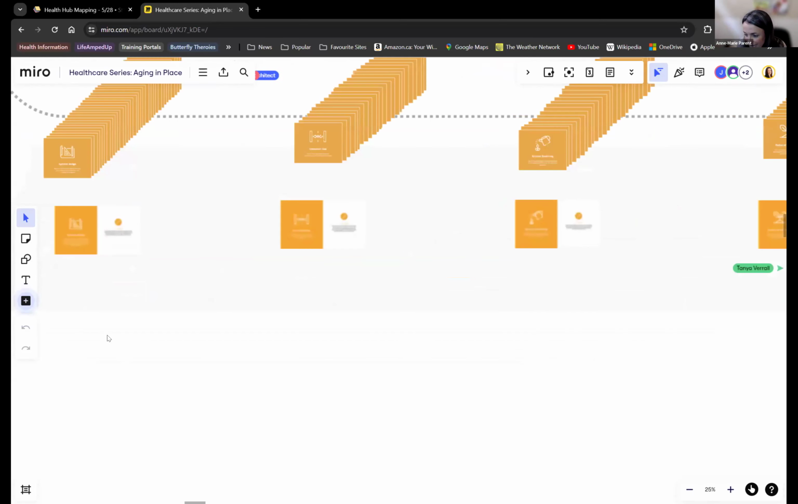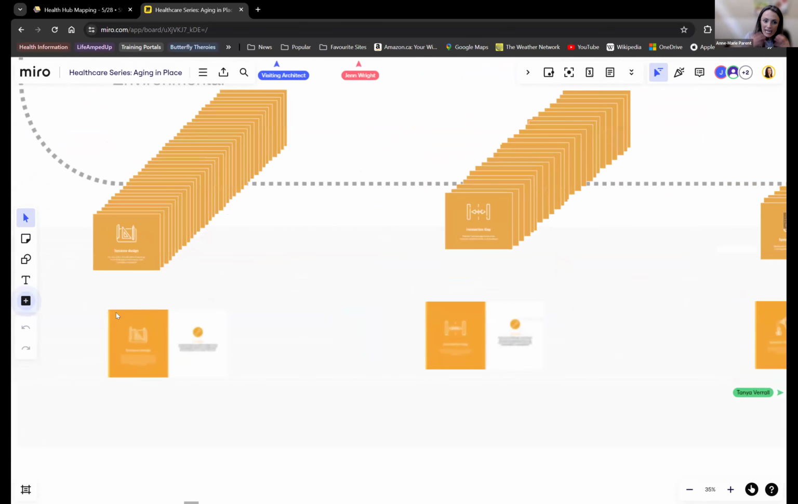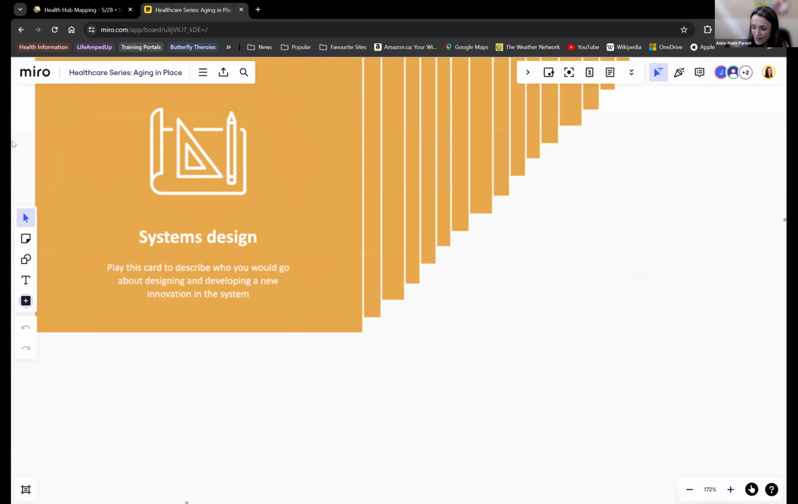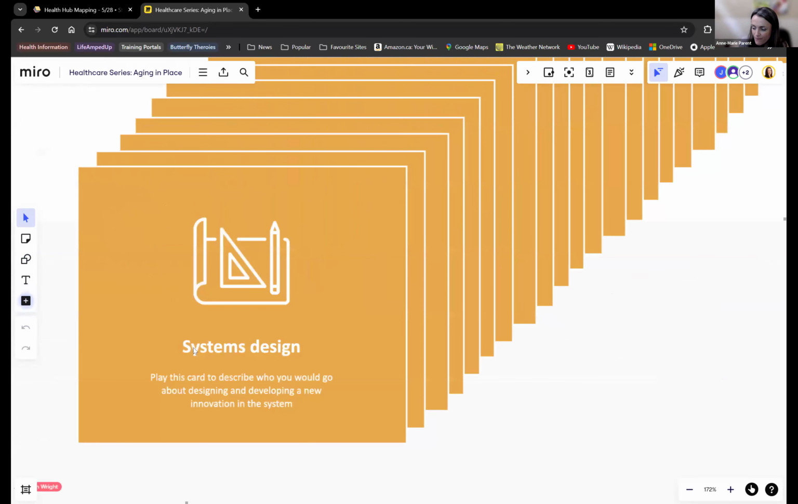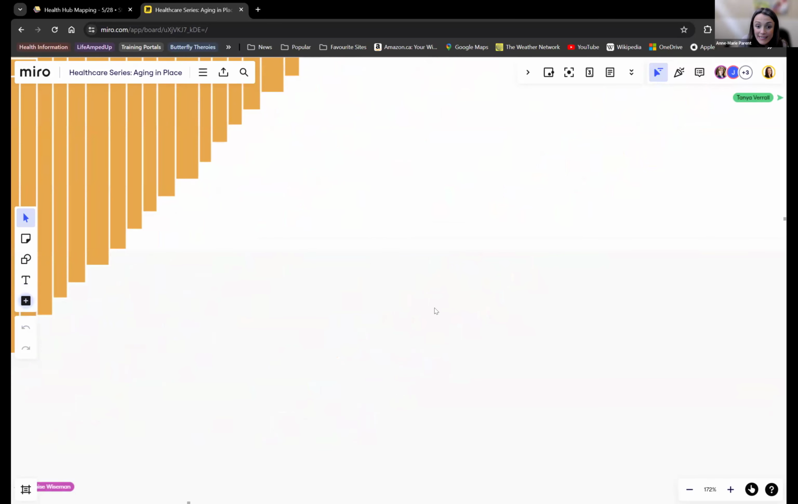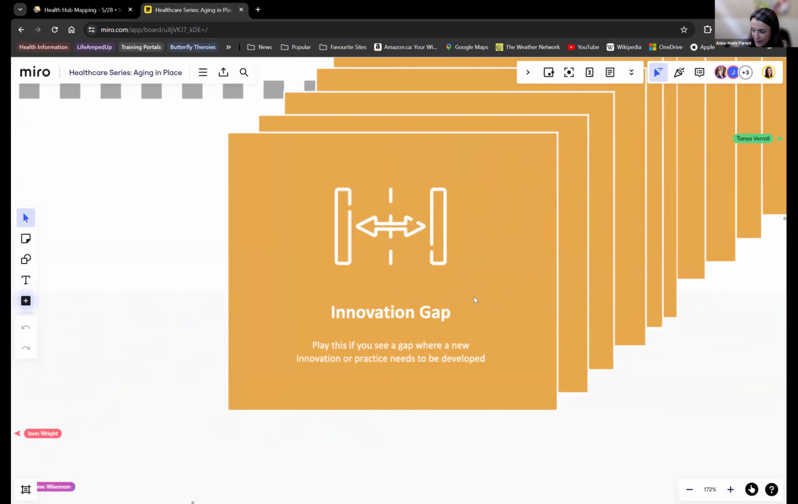In this board game, what system innovation suggests we do is to look at different types of changes using these cards. So I'm just going to zoom in on them, and then we'll use these cards in our Sticky Studio. System design: here we would play this card to describe how we would go about designing or developing a new innovation in the system. So are there new things that we can add into the system so that it starts behaving in the way that would lead to the results that we want when it comes to successfully aging in place?